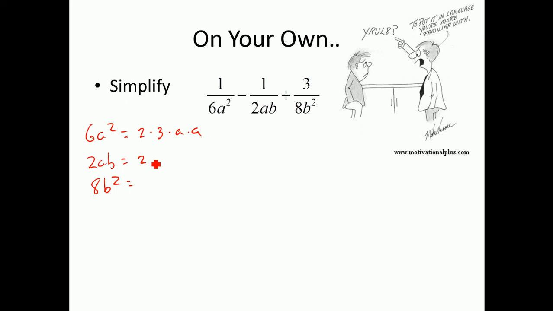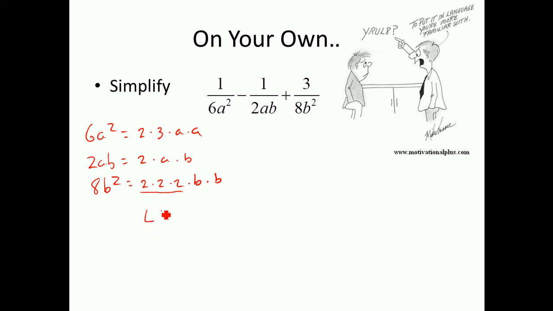Here you have 2 times a times b. Here you have 2 times 2 times 2 times b times b. If you need to do a factor tree to figure those out, please go right ahead. So from here, the only factors we're dealing with are 2s, 3s, a's, and b's. First off, who has the most 2s? This does. It has 3 of them.